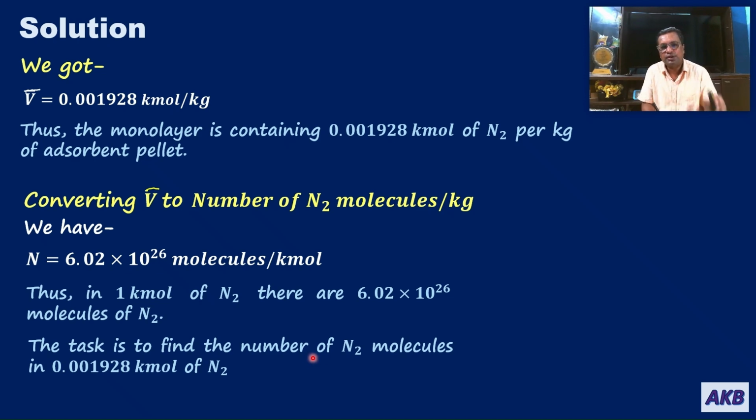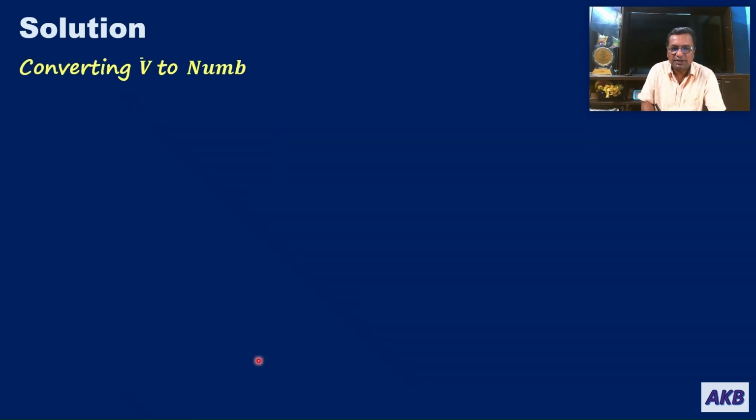Area required for one nitrogen molecule is known to us. So from this we can easily find out the area required by all the nitrogen molecules, which will cover the entire surface area of the pellet, and that is nothing but the surface area of the pellet. So let us move ahead, converting V bar to number of N2 molecules per kg.